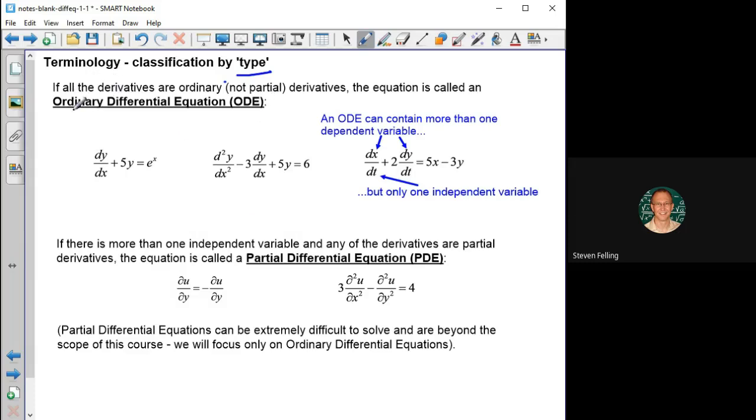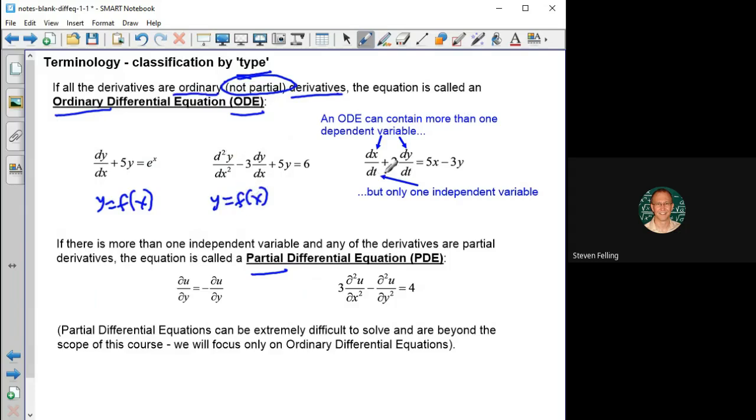The two primary types are ordinary differential equations and partial differential equations. To qualify as an ordinary differential equation, abbreviated ODE, all the derivatives have to be ordinary derivatives, no partial derivatives. So if you had things like dy/dx plus 5y equals e to the x, or this one, which has a second order derivative but is still a regular derivative. In other words, y is some function of only x, a regular function. Now we're dealing with the first derivative and the second derivative, but this is still an ordinary function.